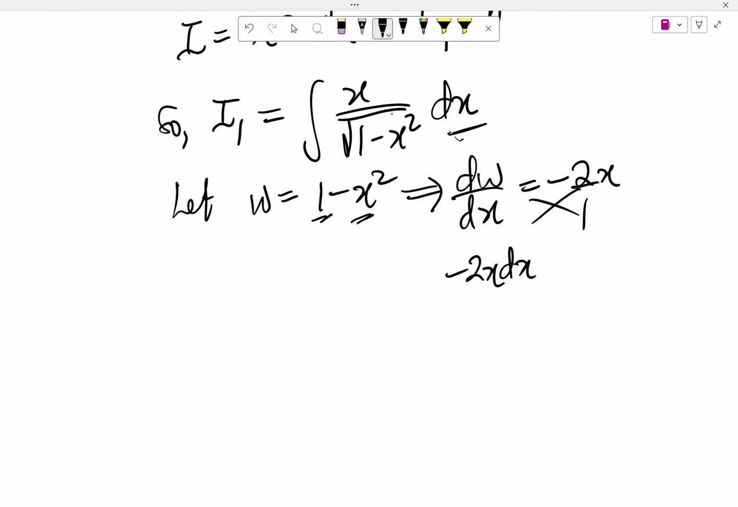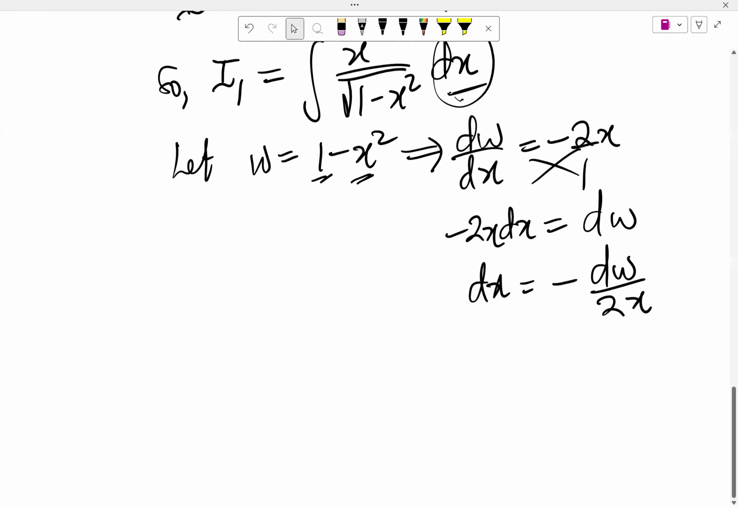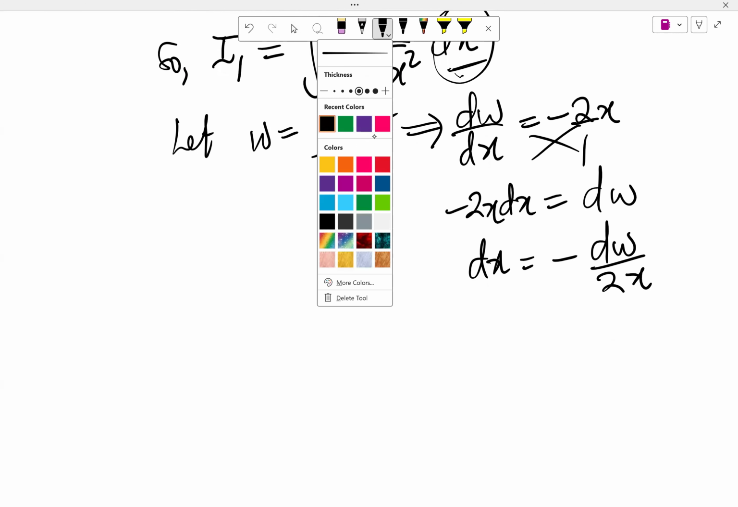That's you cross multiplying now. Minus 2x dx equals dw. So that means that dx alone is equal to minus dw all over 2x. And that looks good for us because minus dw over 2x is coming to replace the dx, and x can easily cancel out. So that's so sweet. So let's go now and continue the journey.